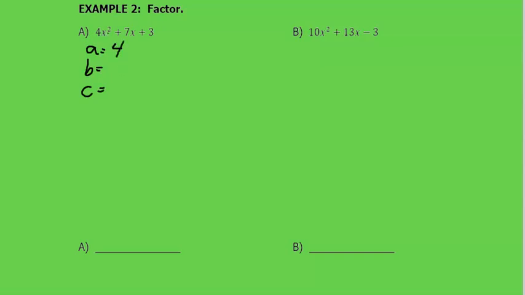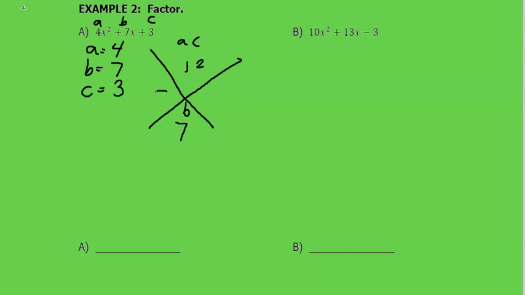A is the coefficient of x squared, B is the coefficient of x, and C is the constant that has no x next to it. From there you'll draw an x. A times C is 4 times 3. That's 12. And then we have B down here, which is 7. So we're going to find two numbers that multiply to give you AC, which is 12, and then add to give you 7.